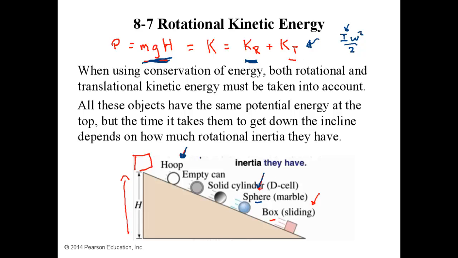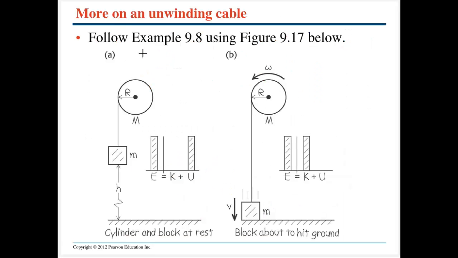So the amount of rotational energy that is taken up by spinning is quite large, and it is not going to have a very large translational velocity. So the hoop is going to go down much slower than the sphere, which is still slower compared to the box. Example 9.8 is going to highlight this, but using a pulley system.